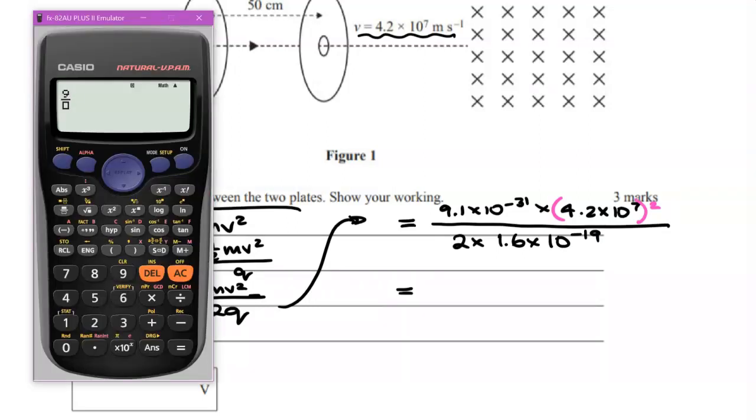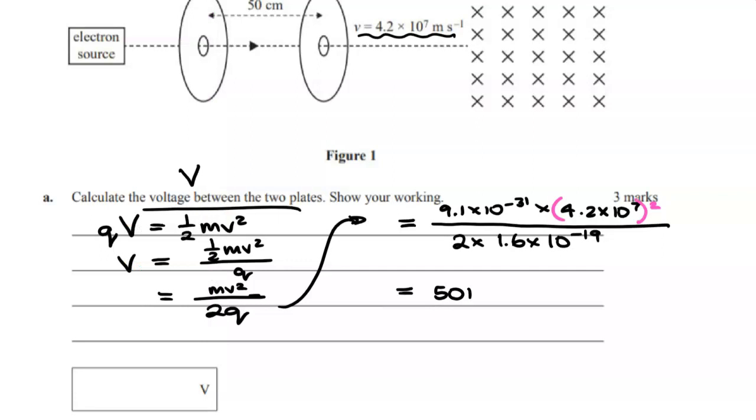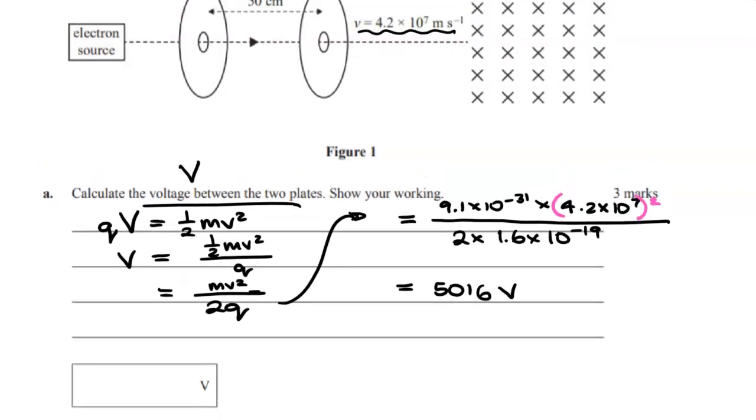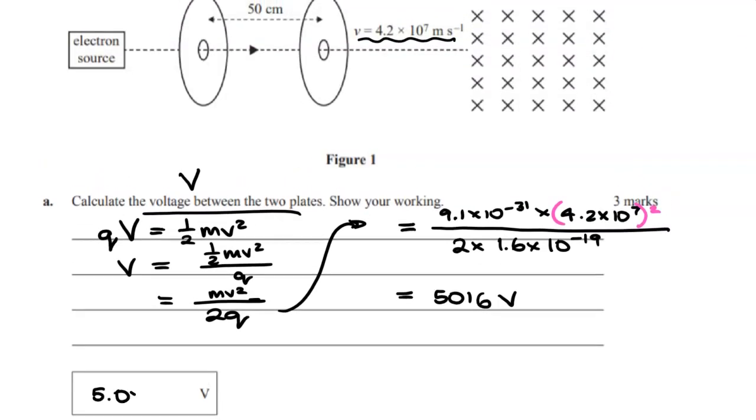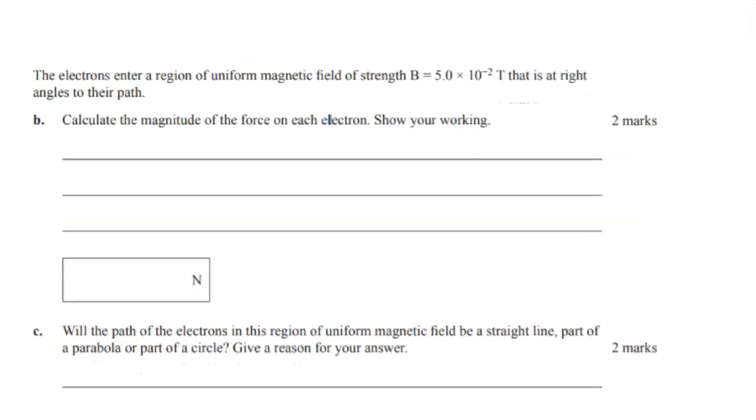So let's go ahead and calculate. Okay, so we get 5,016 volts. If you wanted to round this to 2 sig figs, you could write that as 5.0 times 10 to the 3 volts.